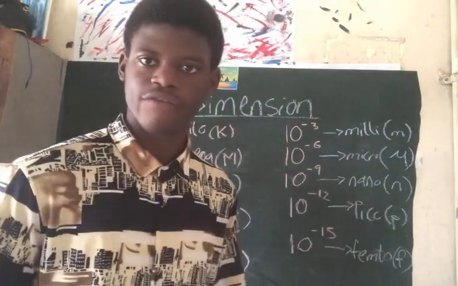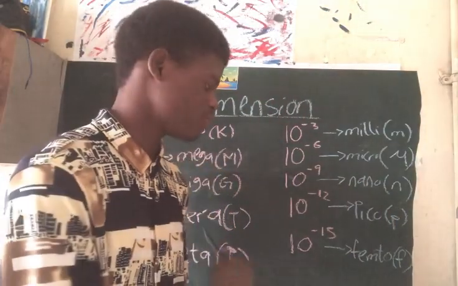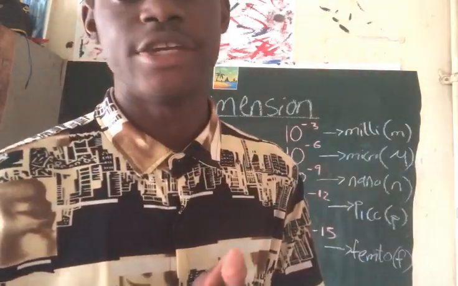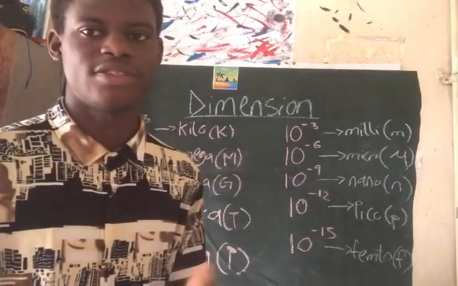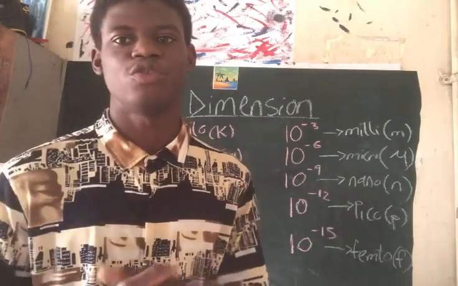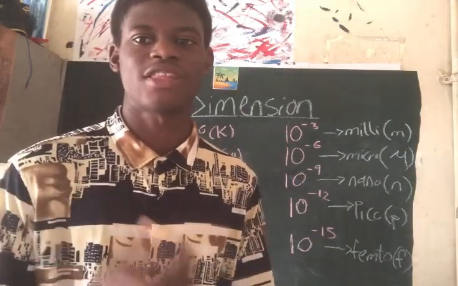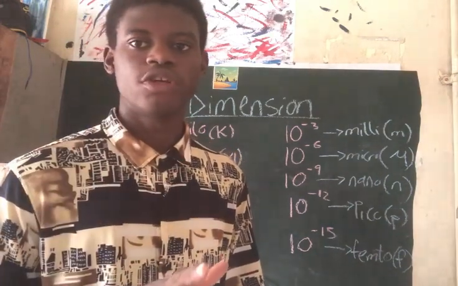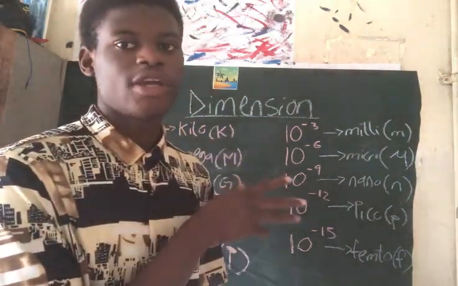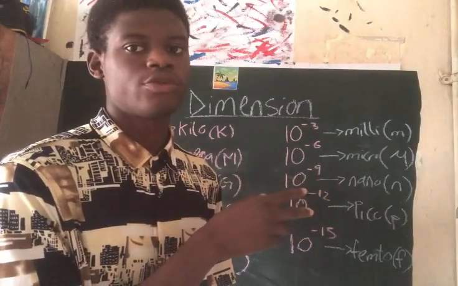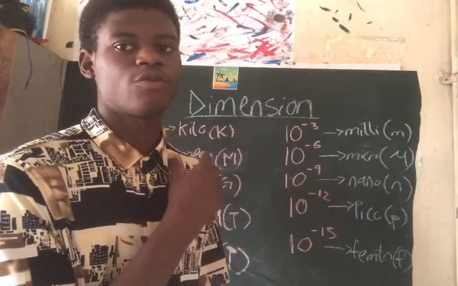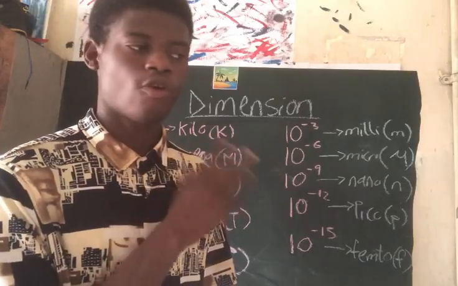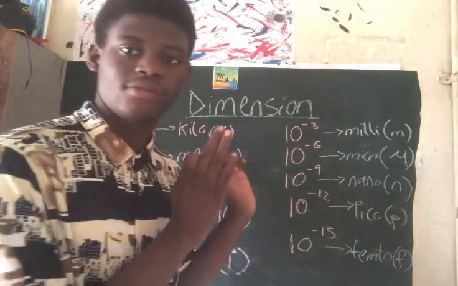Mind you, there is also 10 raised to power minus 24, and they also have their own names, like exa, yocto, zepto, zetta. But for your 100 level, this is what you are going to need. Anything outside this is not going to come out. As I used to say, anything outside the slide has a very tiny, slim chance of coming out. So this is the thing you should know.